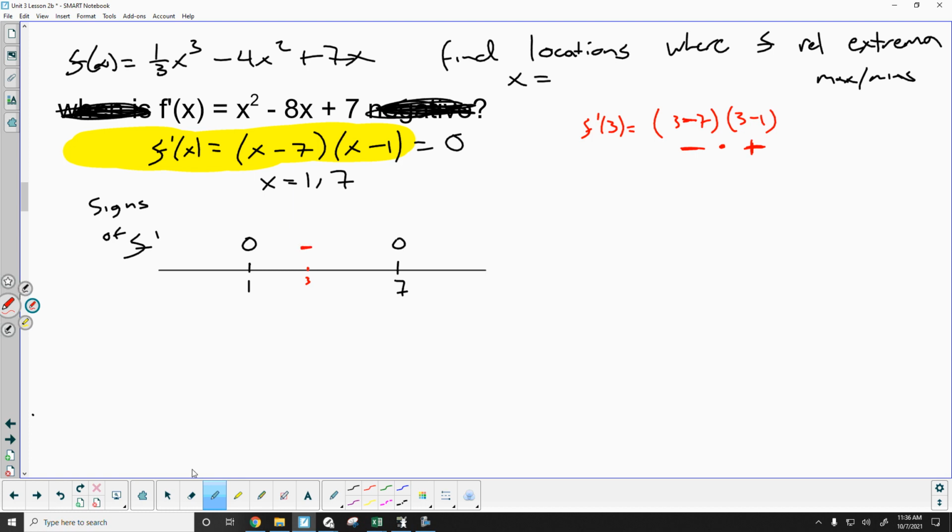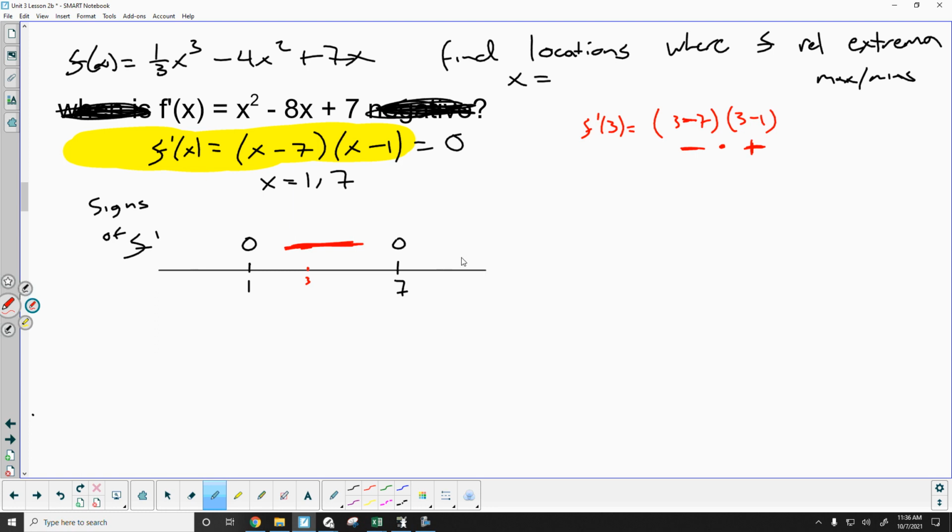Now, you could put a little tiny negative symbol over 3. But what else can I do? I can just put a really big negative symbol for all values between 1 and 7, because they all have to be negative. Focus! This is important. Okay. That's one of my 3 intervals.